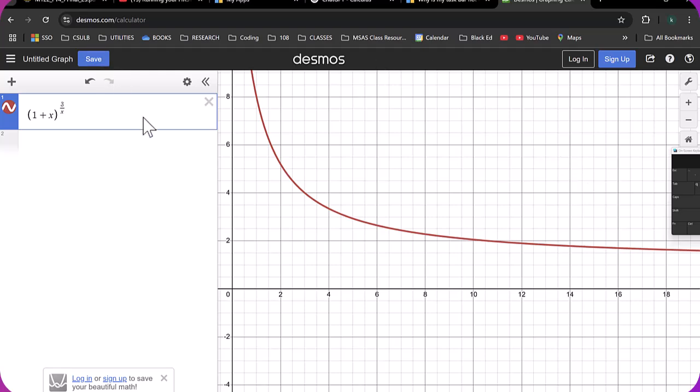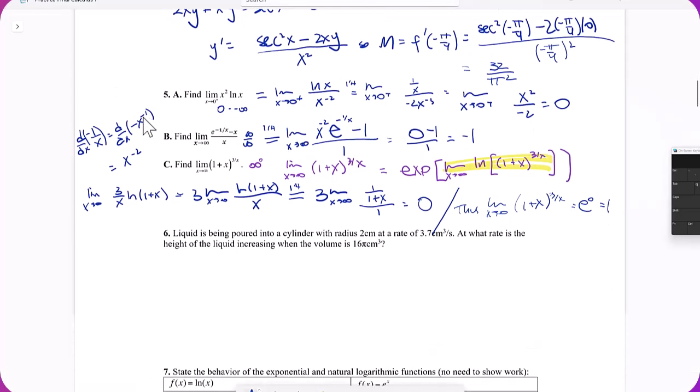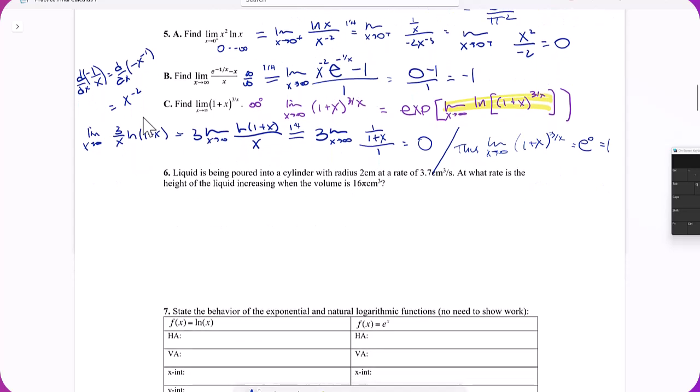Okay, next question. Liquid is being poured into a cylinder of radius 2 centimeters at a rate of that. At what rate is the height of liquid increasing when the volume is 16 cubic centimeters? So we have to remember that the volume of a cylinder that looks like this, with height h, radius r, is pi r squared h.